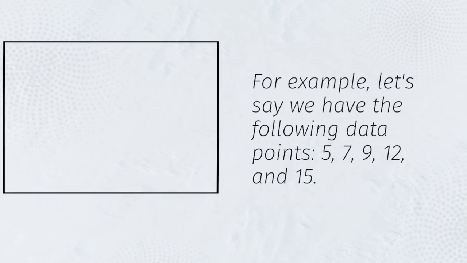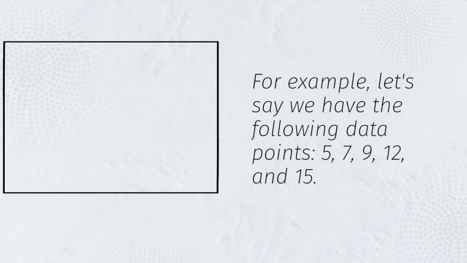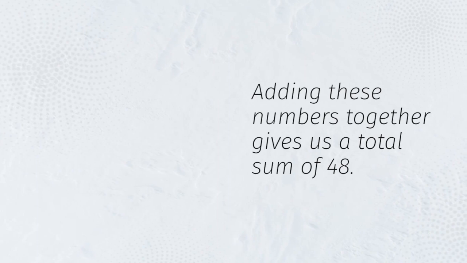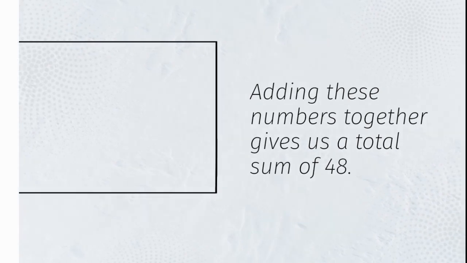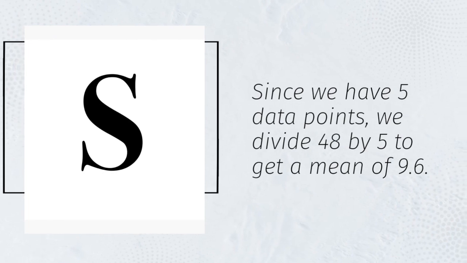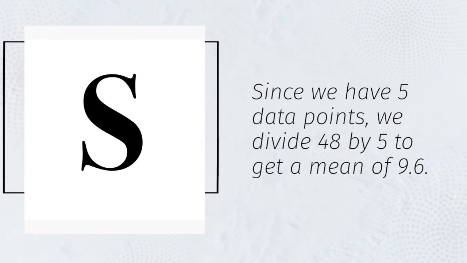For example, let's say we have the following data points: 5, 7, 9, 12, and 15. Adding these numbers together gives us a total sum of 48. Since we have 5 data points, we divide 48 by 5 to get a mean of 9.6.